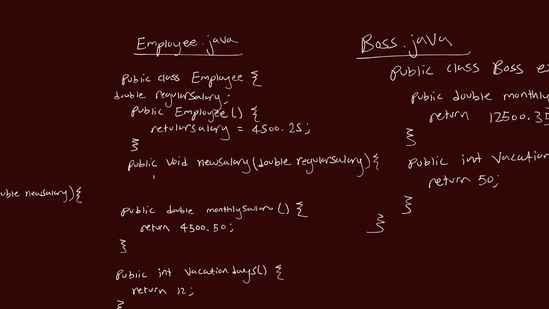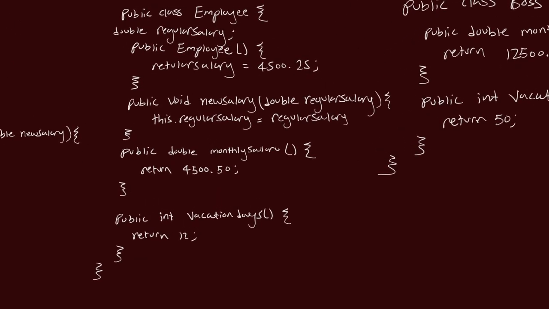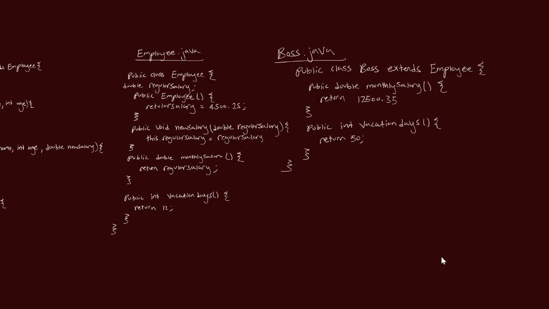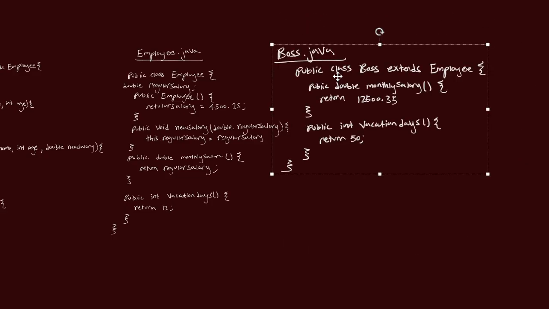Okay, and then we do this dot regular salary equals salary. So equals regular salary. Okay, and then in our monthly salary, we're going to get rid of this and return our regular salary. This should be a regular monthly salary, but I'm not going to rewrite everything. Okay. All right. The boss thing is getting a little cluttered. So I'll move this here.